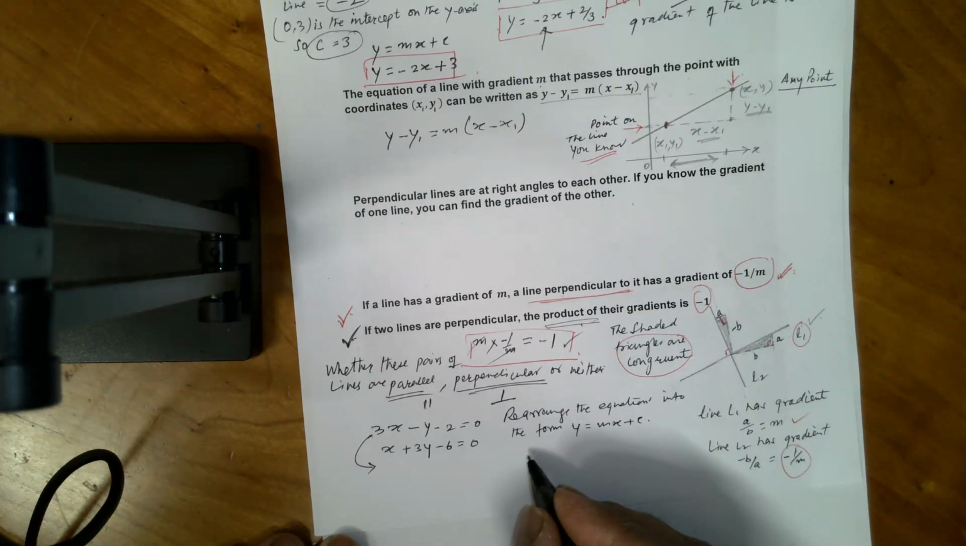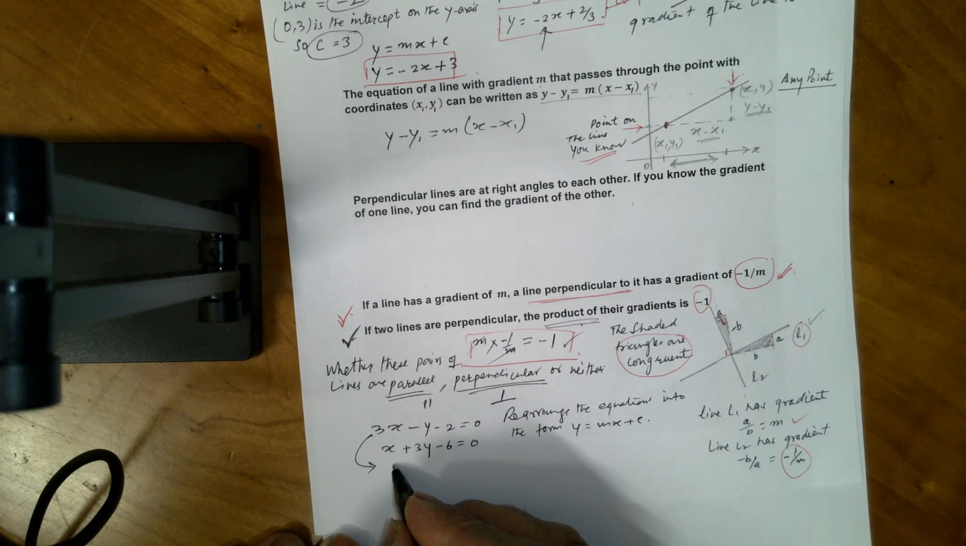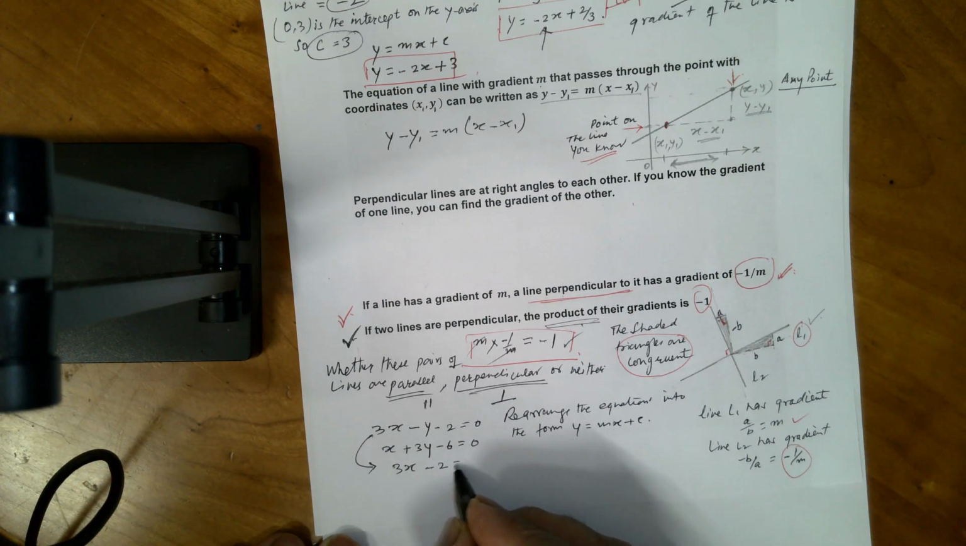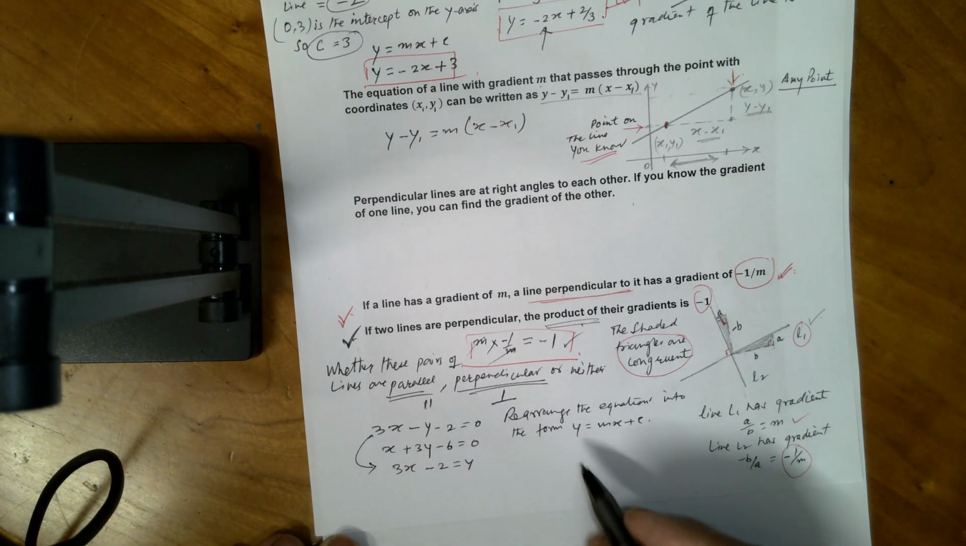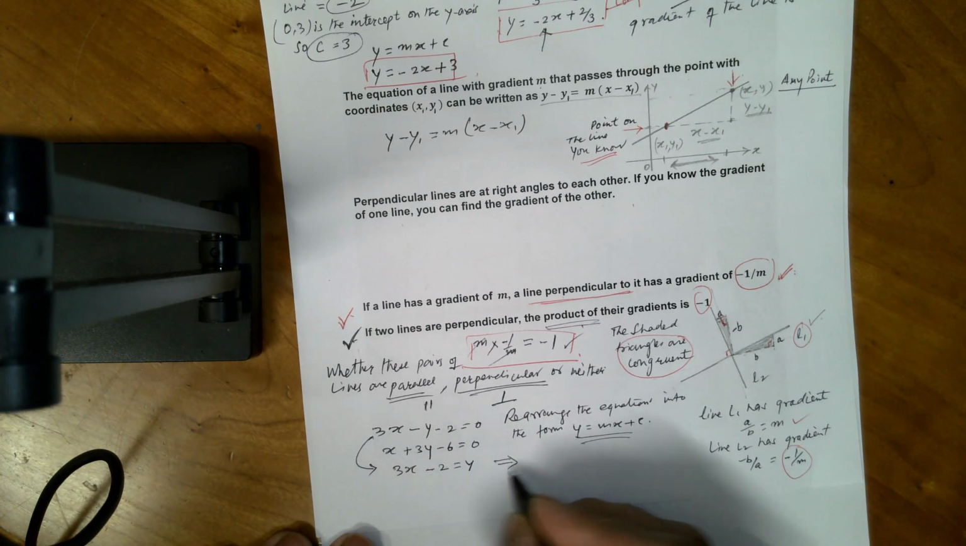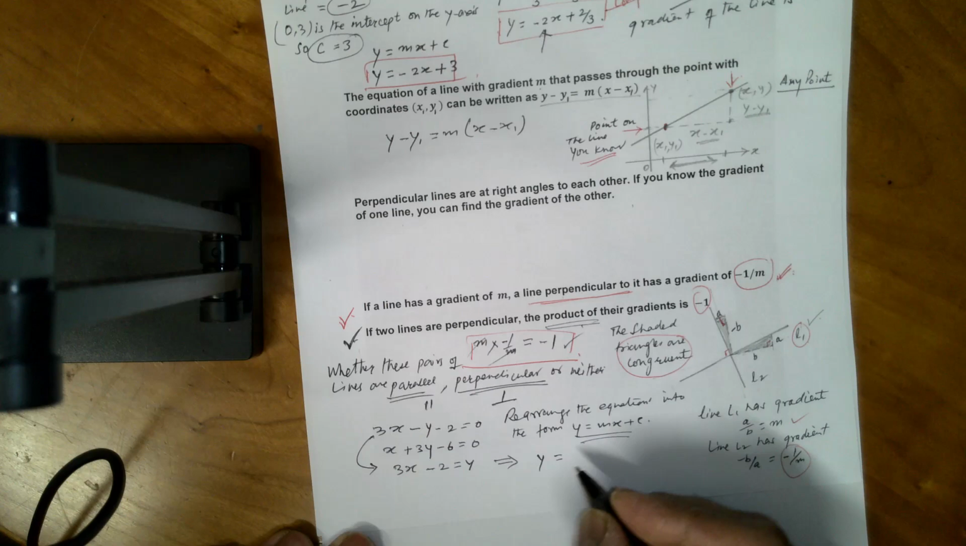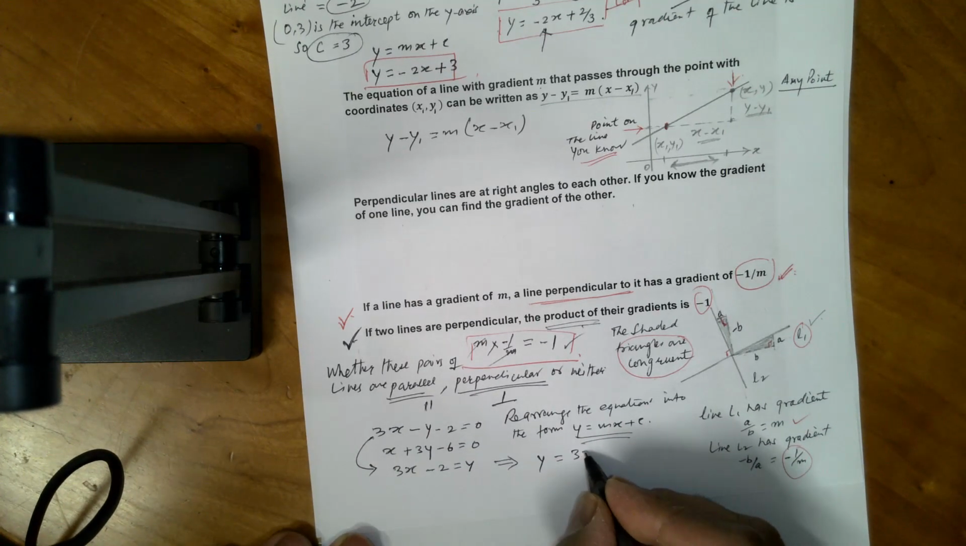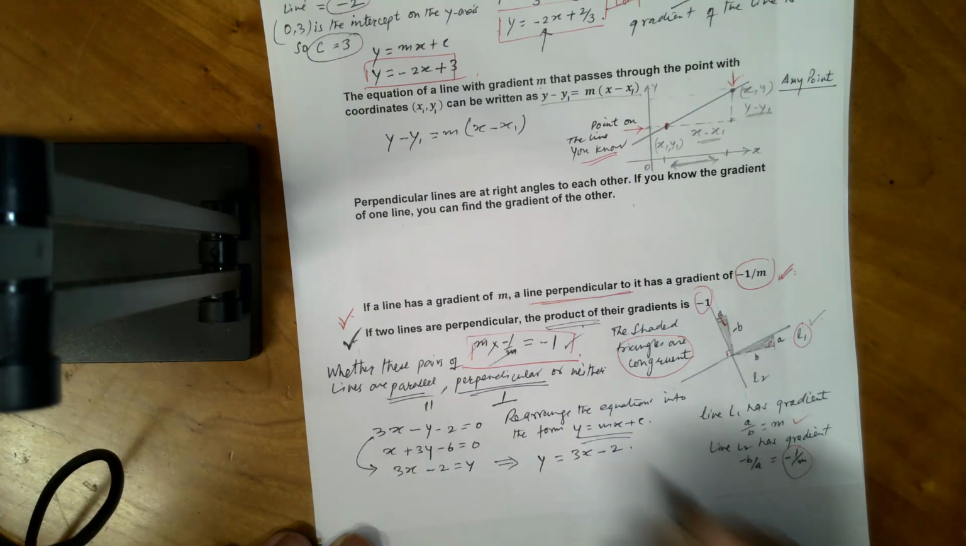Should I write down here? Okay, let's write down here then. So that would be your 3x minus 2 equal to y, because you have to write in this form. So what your y would be? So your y would be equal to 3x minus 2.